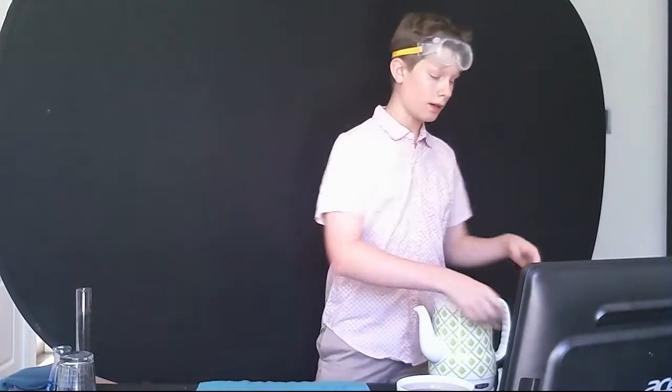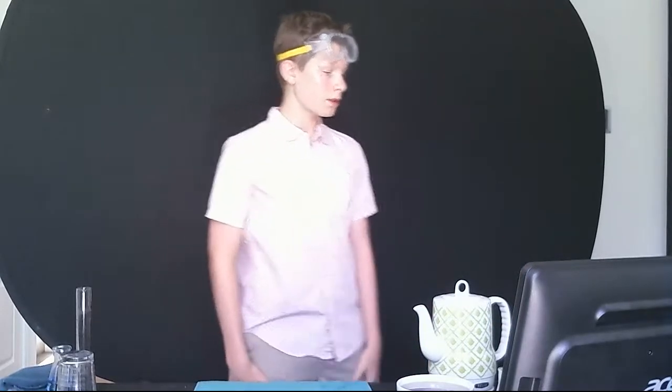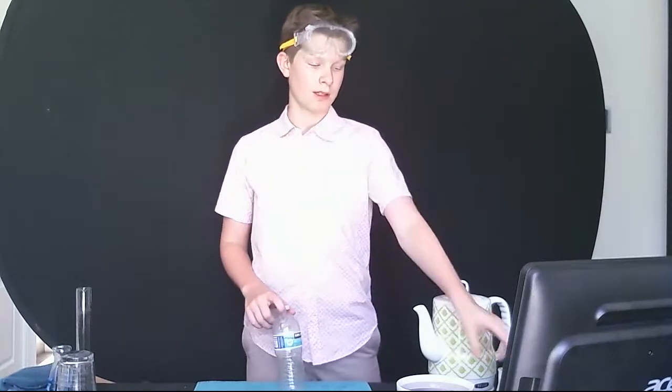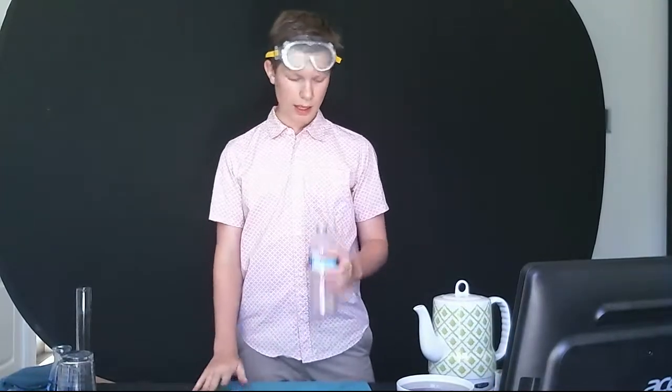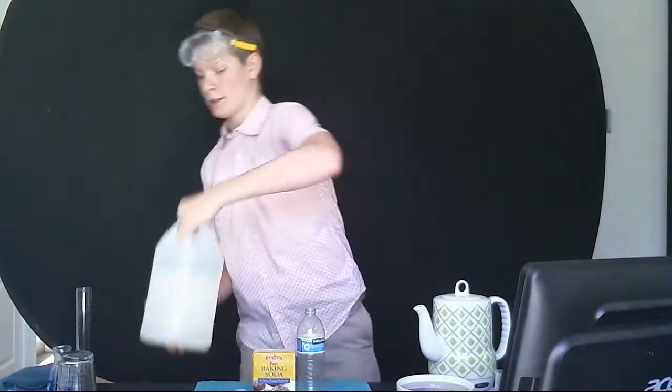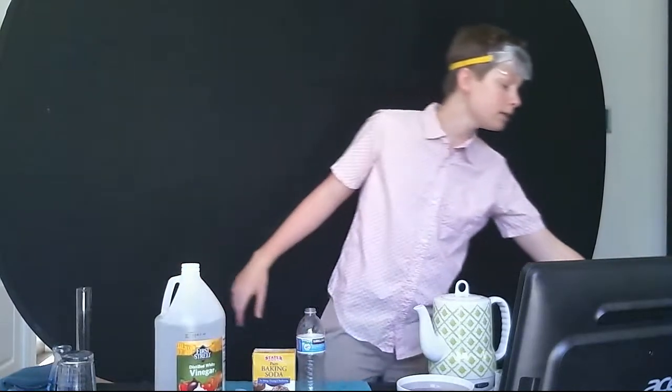Gotta move everything. Okay, now for this, this is going to be our most interesting thing. So the ingredients you're going to need are a water bottle, any sort of used plastic bottle. I probably could do it in this, but I don't want it to break or anything. Then you're going to need some more baking soda, some more vinegar. Why is this so heavy? And you're going to need some balloons.